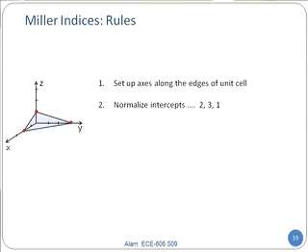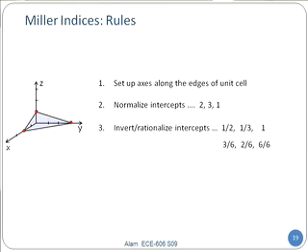So the first step would be to normalize the intercept. For example, in the x-axis, you see I have the intercept of 2. On the y-axis, how many? 3. And in the z-axis, 1. So I have 2, 3, and 1. I'm giving you the algorithm, how the naming comes about. Now you invert it. So 2 becomes half, 3 becomes 1/3, and 1 becomes 1.